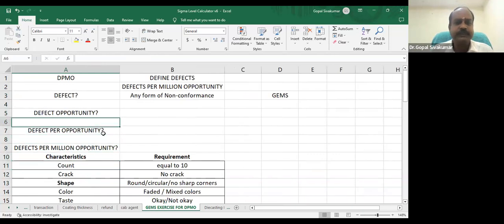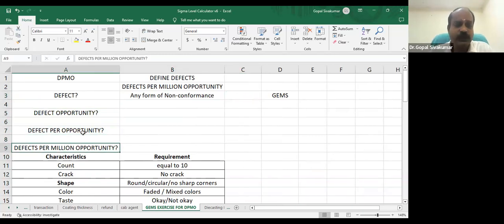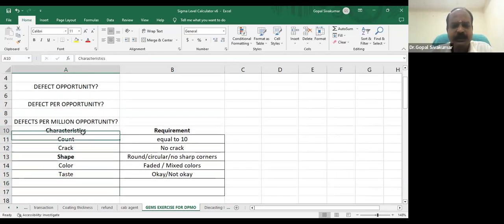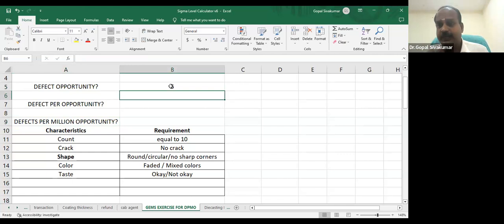So let us define certain things. There are several defects possible in a GEMS chocolate. Hope all of you agree with me. But for the sake of simplicity, we are going to consider only 5 types of defects. So defect opportunities is defined as 5. There can be more in reality. Please don't confuse, there can be more in reality, but we are going to limit our discussion to 5.